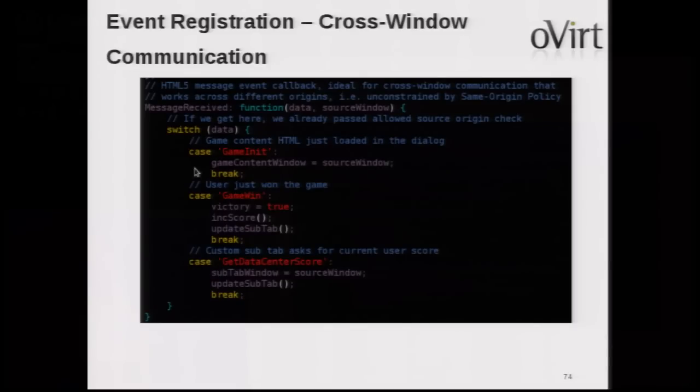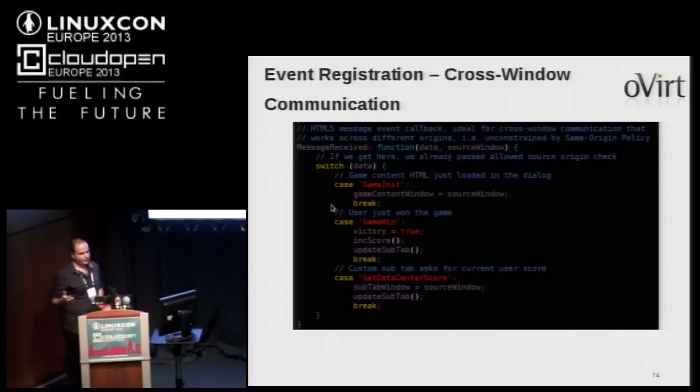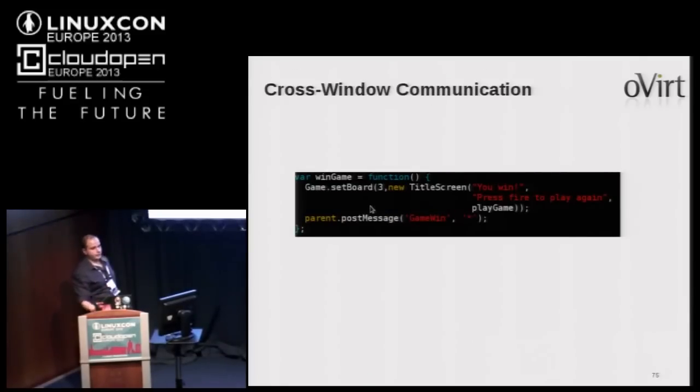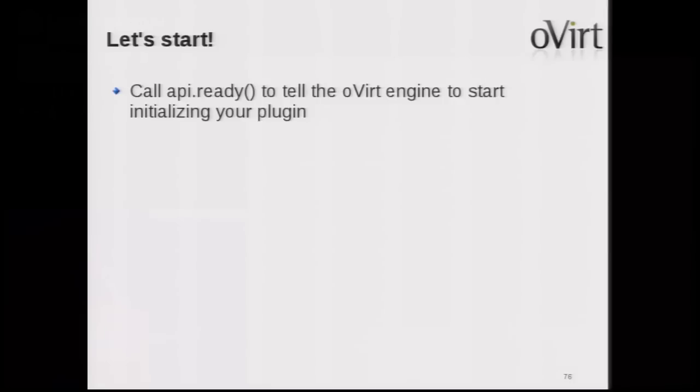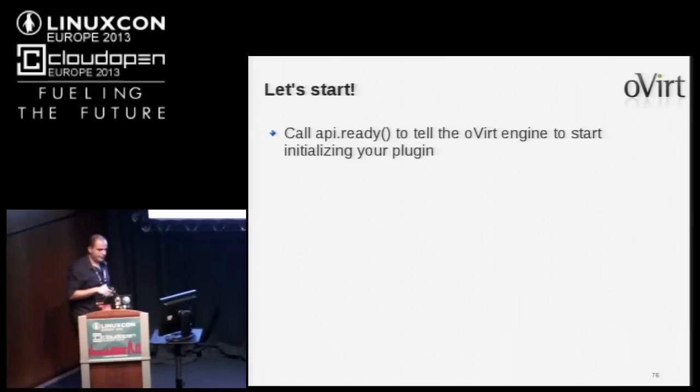And we talked about the message received event. That's the event used to exchange messages between the plugin itself and the infrastructure. So I have here several events: game init, game win, and get score. Again, when I cheated, I just posted the game win message to the parent. The parent is the UI plugin. And I called API.ready at the end to tell the oVirt engine that it can start initializing my plugin.